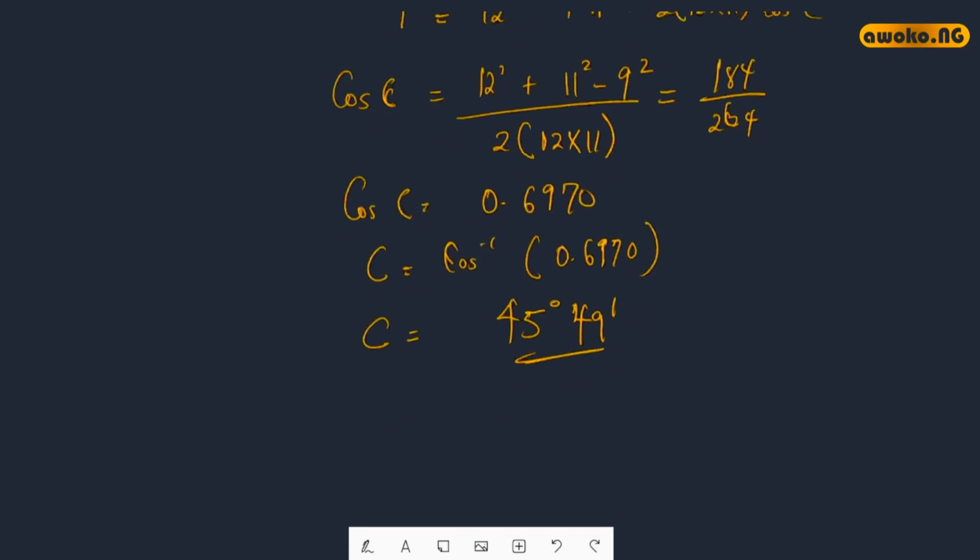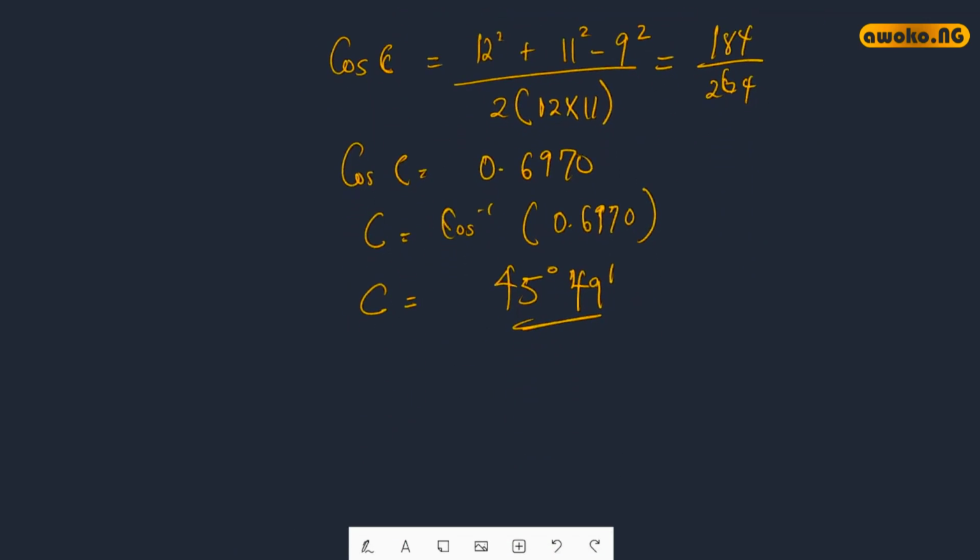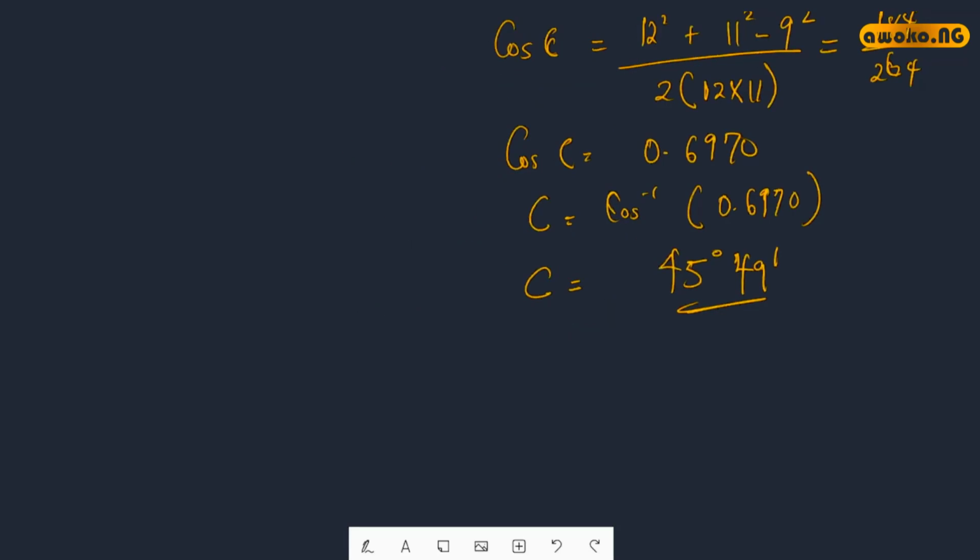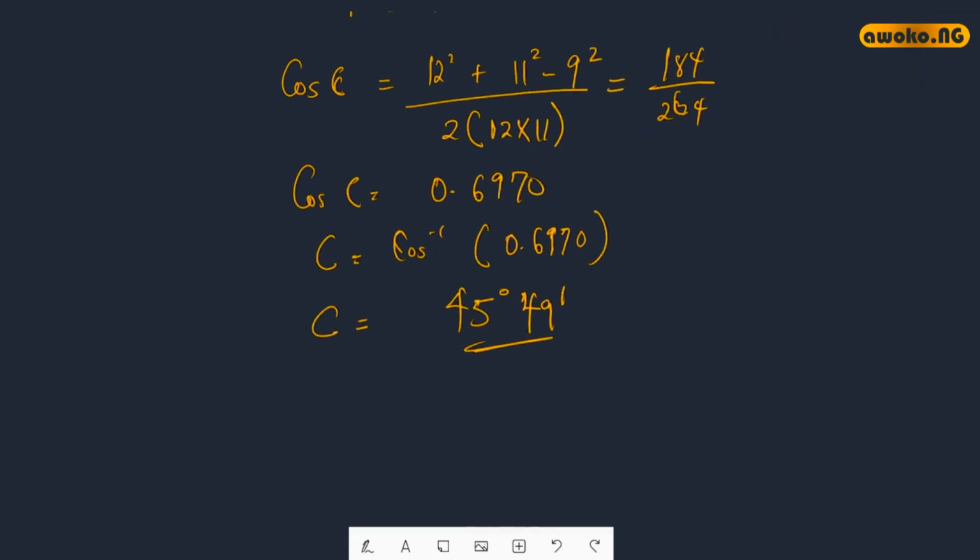So we've been able to solve for the individual angles from what we were given. So with this, we have come to the end of the class on the cosine rule.